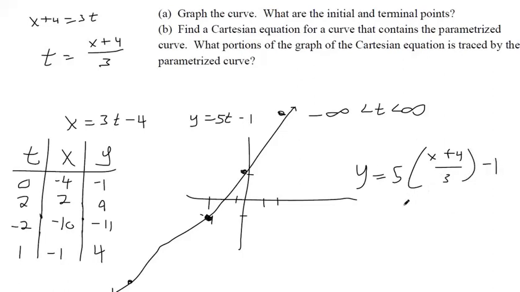Now it looks kind of weird right now because of the fraction, but look, x is to the first power and it's separated from y. That means this is a straight line equation. So without simplifying any further, this is a Cartesian equation.